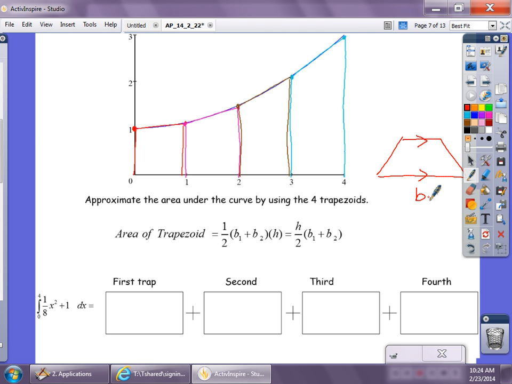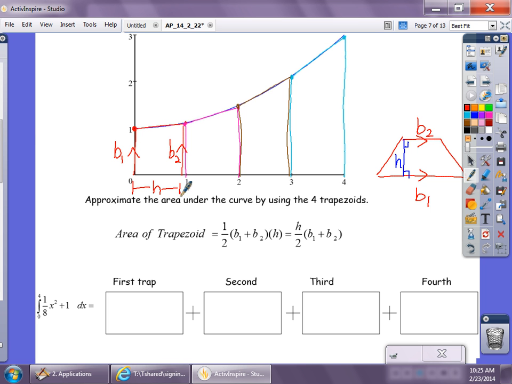Parallel, this would be base 1, this would be base 2, and then the height was the weird one where you had to draw in a height. Heights are always going to be perpendicular to the bases. So if you look at our trapezoids, their parallel sides are running up and down. So the trapezoid is laying on its side. So this would be base 1, this would be base 2, and then the height, I'm going to use the same color, goes this way.